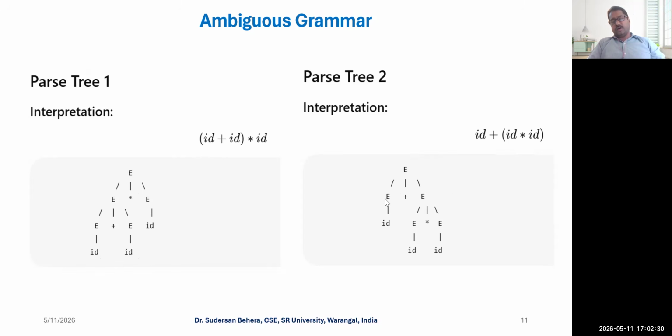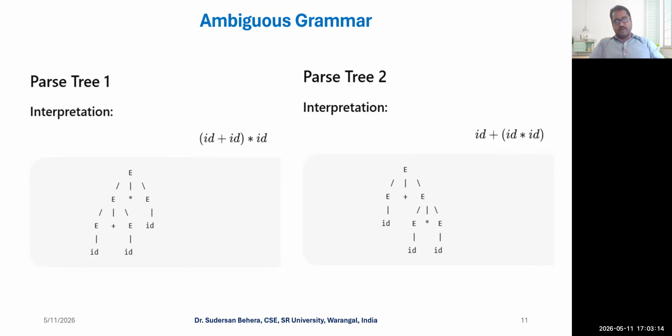Here is the alternate method. E derives E plus E. Here the leftmost E is derived as ID. Try to understand: in both, the leftmost E is expanded first. So E is expanded as ID, then plus, then the third E is expanded as E into E, and finally the middle E is expanded as ID and the last E as ID. Both are leftmost derivations, but in different ways. So it leads to confusion, and that is why such grammar is not accepted by either of the parsers.